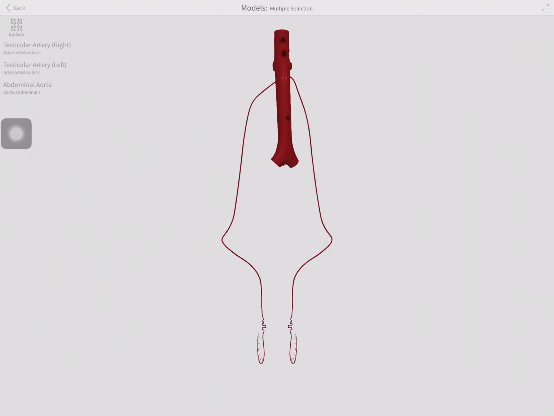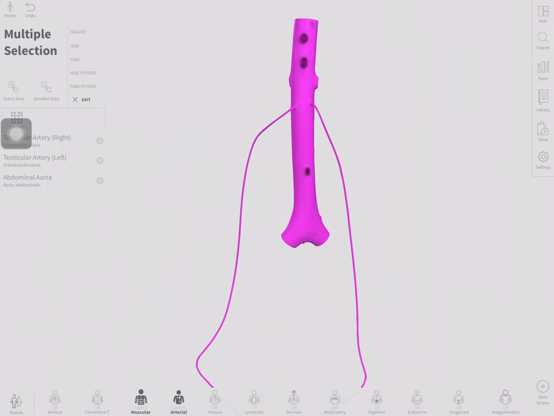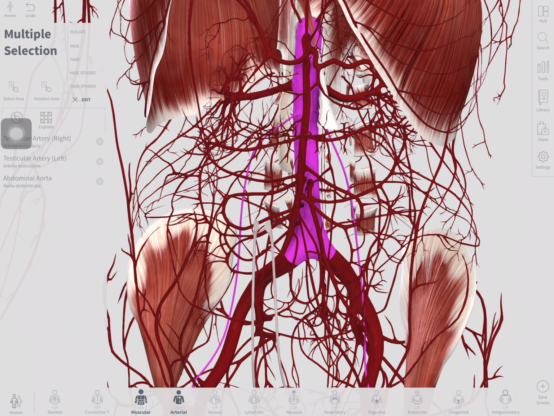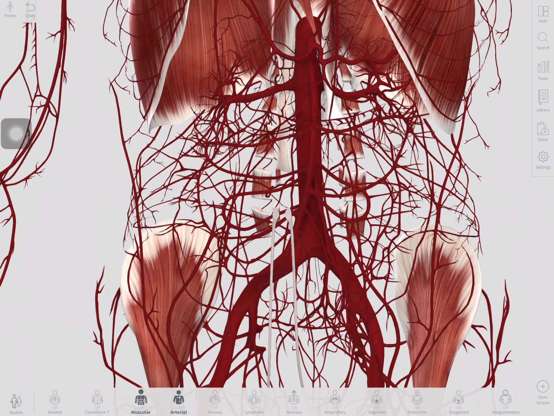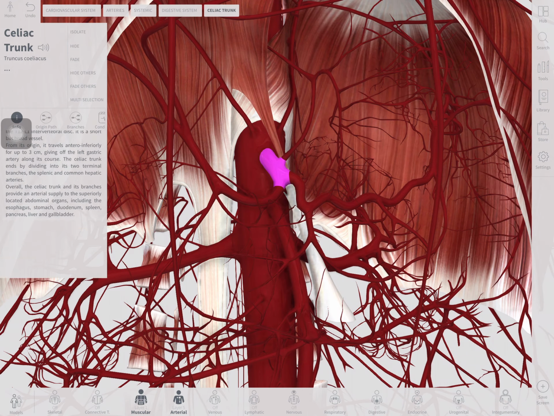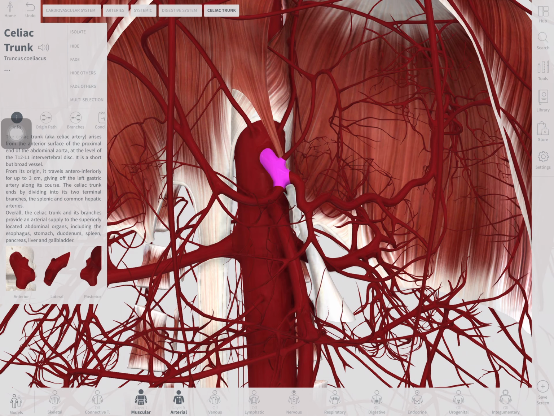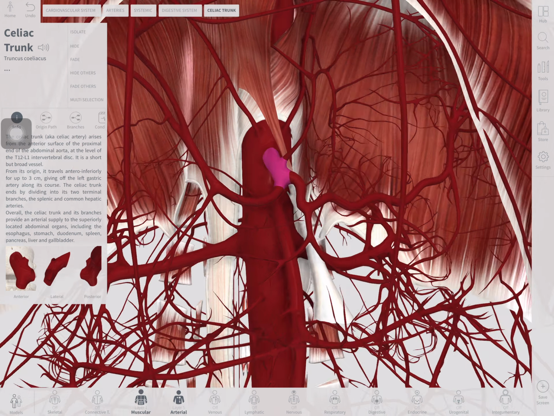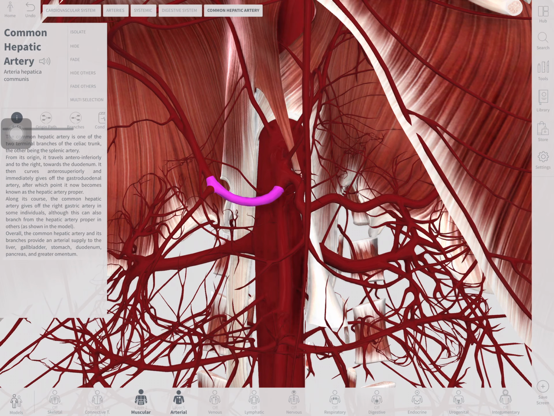So these are the paired branches, whereas in female it is the ovarian artery. Then the unpaired branches: number one is the celiac artery. We call it the celiac trunk. That is going to the liver, that is the hepatic artery.